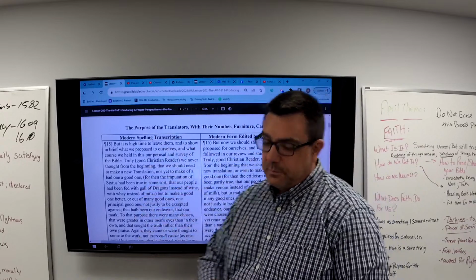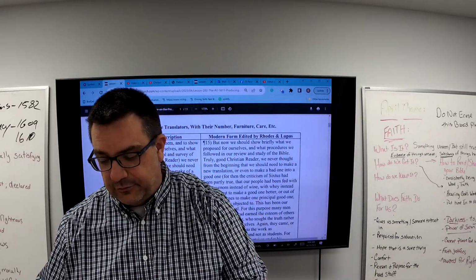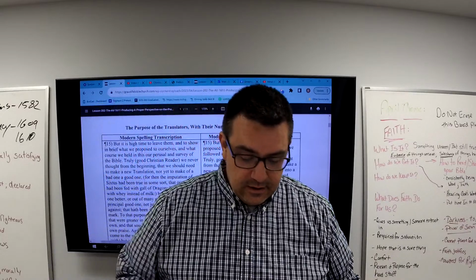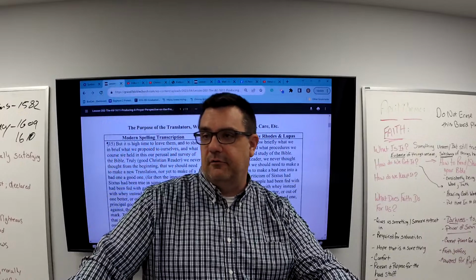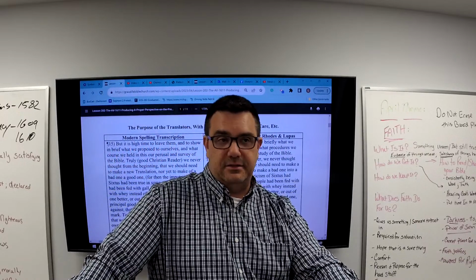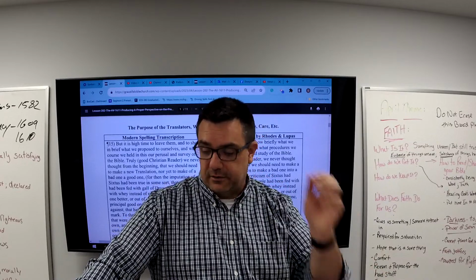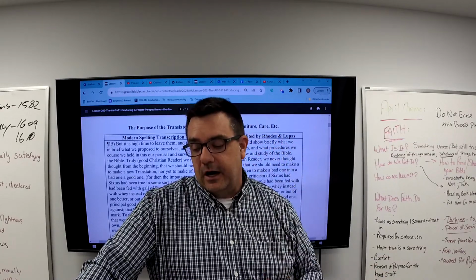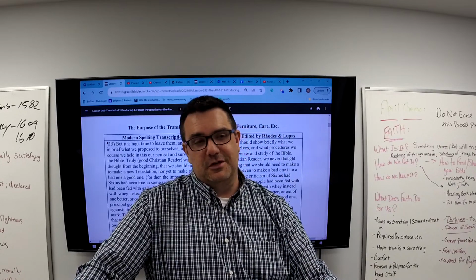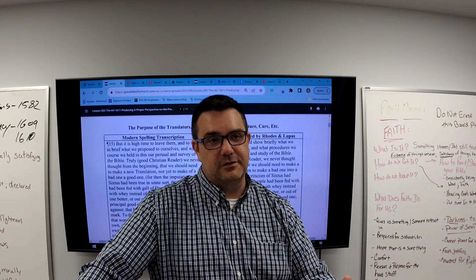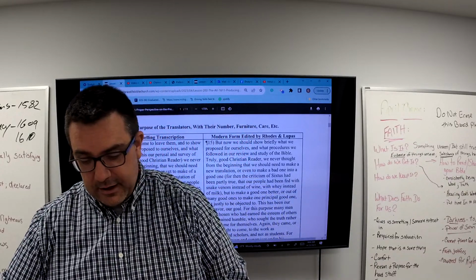And then you have the modern spelling transcription on the left, and the modern edited form by Rhodes and Lupus on the right. What I've been doing is reading through the modern form, and we skipped that last time, if you recall, because we were running short on time. We got started a little bit late. I'm thinking I'm going to skip it again, just so that we can move things along, but I have provided it for you there.